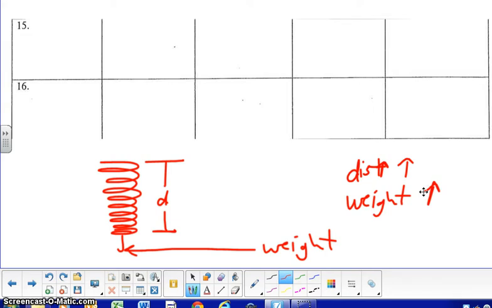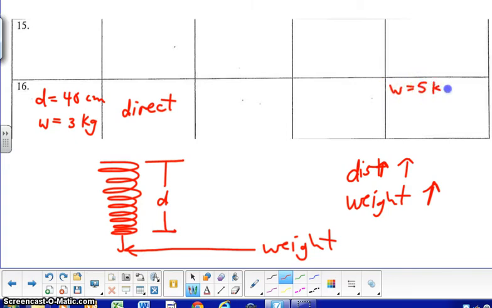Now, let's go ahead and write some things in here. It's saying that the distance is 40 centimeters. It also says that when it's 40 centimeters, the weight is 3 kilograms. And in the direction, you should look for it in the word problem, that it is direct. And to predict the distance when the weight is 5. So our prediction is when the weight is 5 kilograms, what is the distance? So that is our final goal. We want to make that prediction.